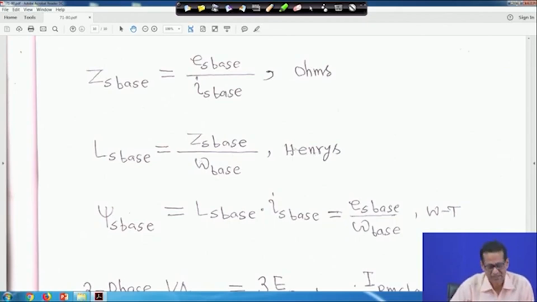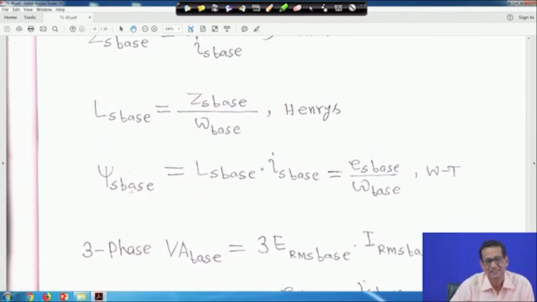This is in henrys. Now psi s base, that is the flux linkage. We know psi is equal to L i. That means psi s base will be Ls base into Is base. And another way it can be written is Es base upon omega base, because you know E is equal to d psi by dt in general, dimension-wise. So Ls base into Is base is equal to Es base upon omega base. This is in weber-turns.